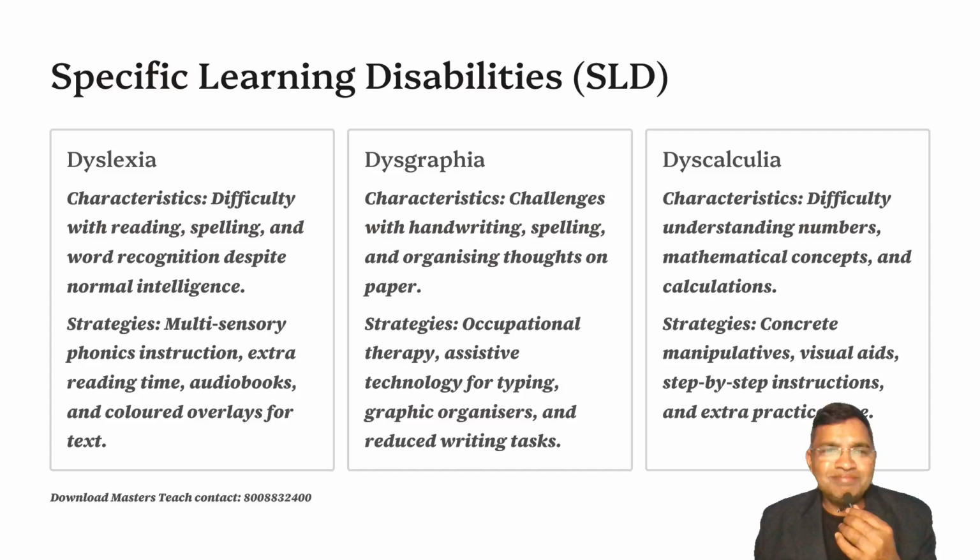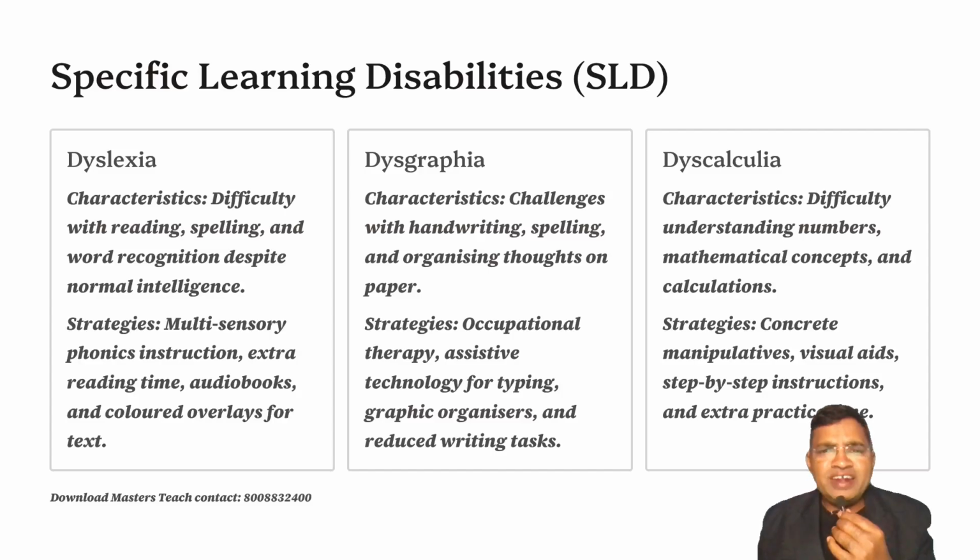The characteristics are they face difficulty in reading, like spelling, and sometimes they are unable to recognize the words, despite having normal intelligence. So what are the strategies? You have to train multisensory phonics instruction. You have to give extra reading time, audiobooks, and colored overlays for text. So this is for dyslexia. That means difficulty with reading, spelling, and word recognition, even though they have normal intelligence.